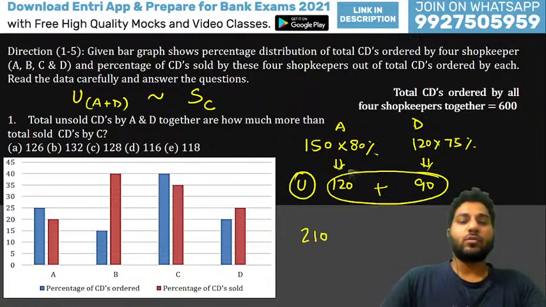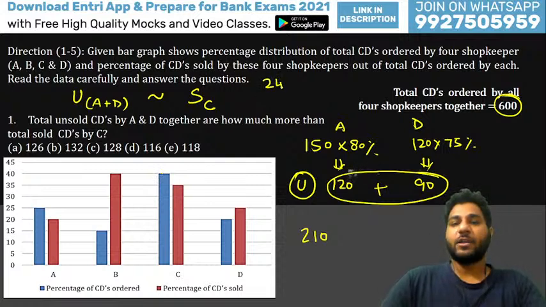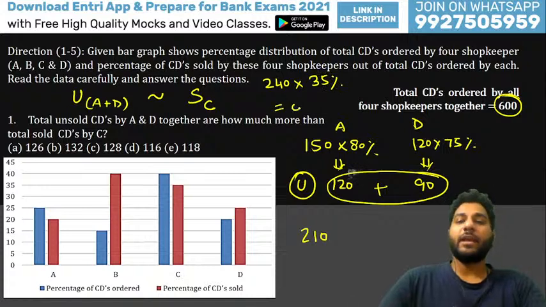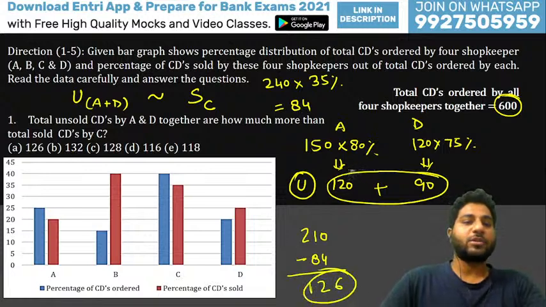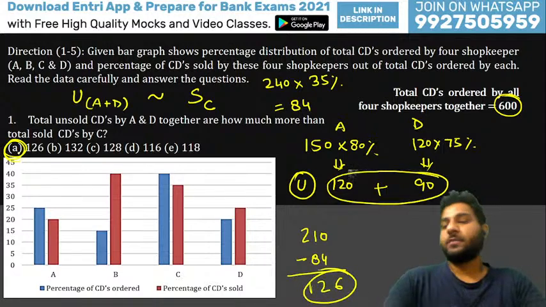While C's sold data, look at this. First of all, you should understand that from 600, C has ordered 40%. That means 240. And out of 240, C has sold 35%. So 35% of 240 would be 84. When we take the difference between 84 and 210, it makes a total of 126. So your option A is the correct one.